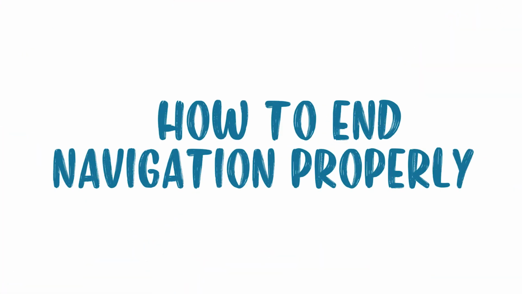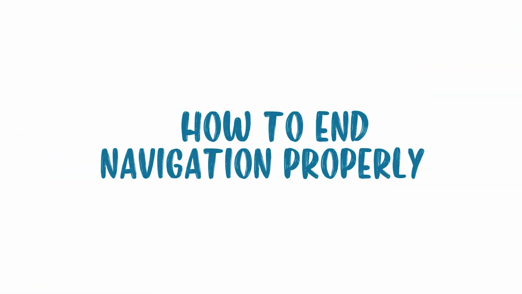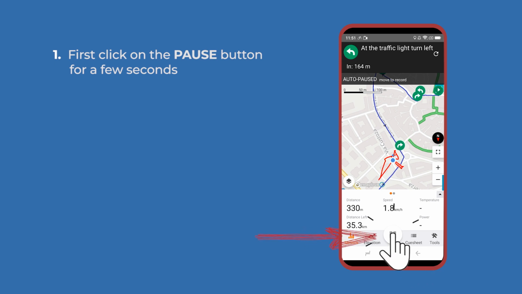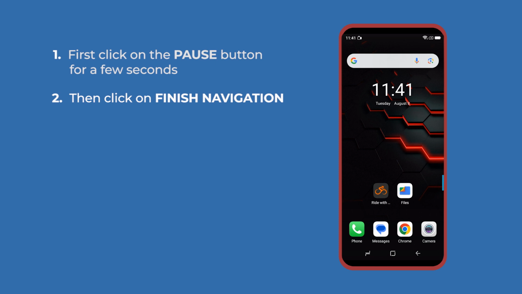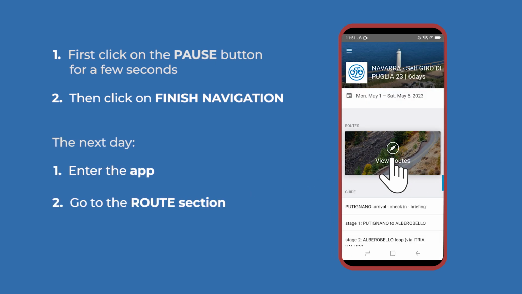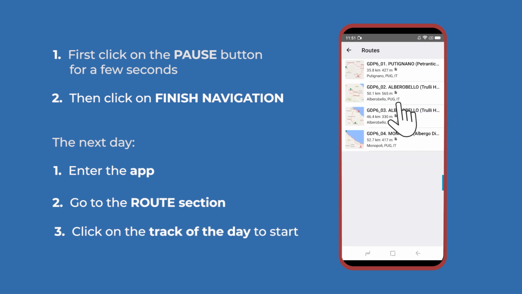How to end the navigation properly. First, click on the pause button for a few seconds. Then, click on Finish Navigation. The next day, enter the app, go to the route section, and click on the track of the day to start.